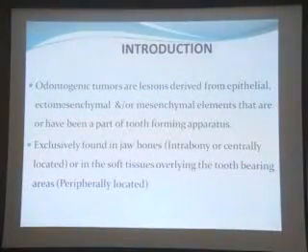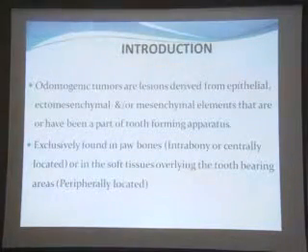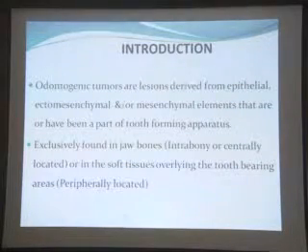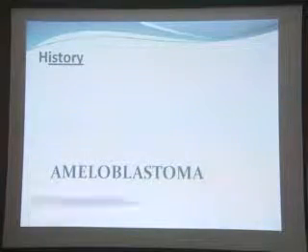What is the second characteristic of these odontogenic tumors? They are exclusively found in the jaw bones. That means they are intrabony or centrally located, or in the soft tissues overlying the tooth bearing areas, that means they are peripheral. So in short we can say that they are categorized into 2: one is intrabony, second is the extrabony or the peripheral. Now let's discuss the details of the ameloblastoma.